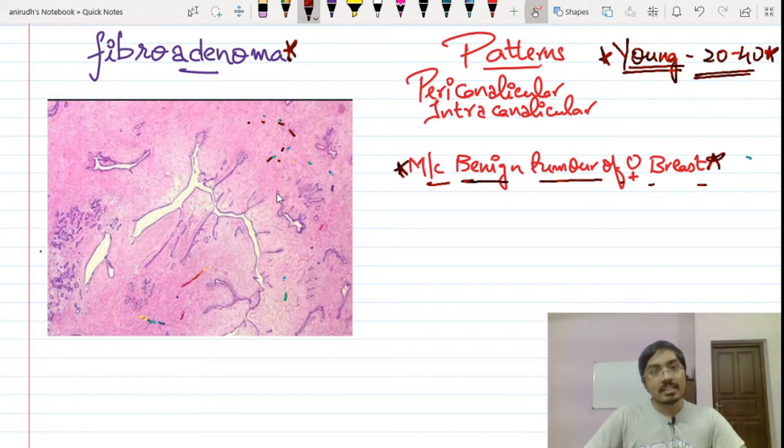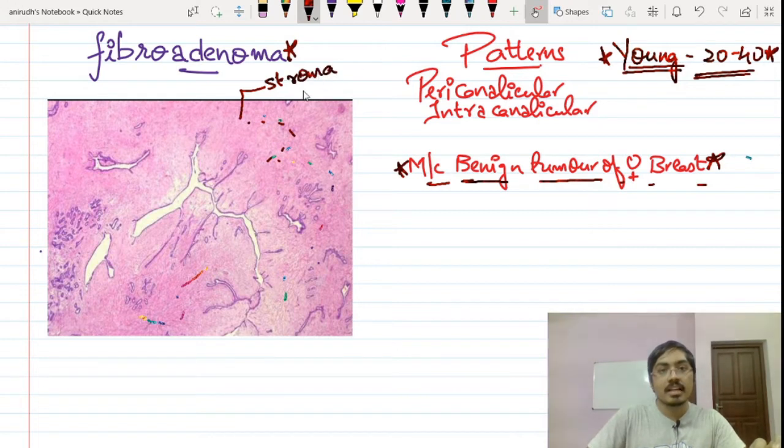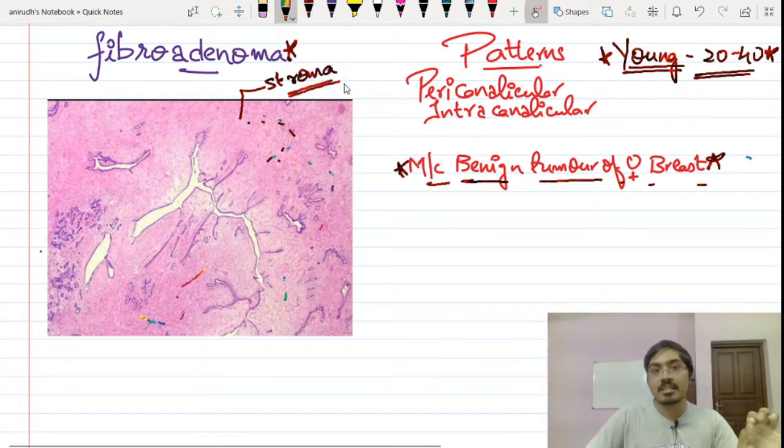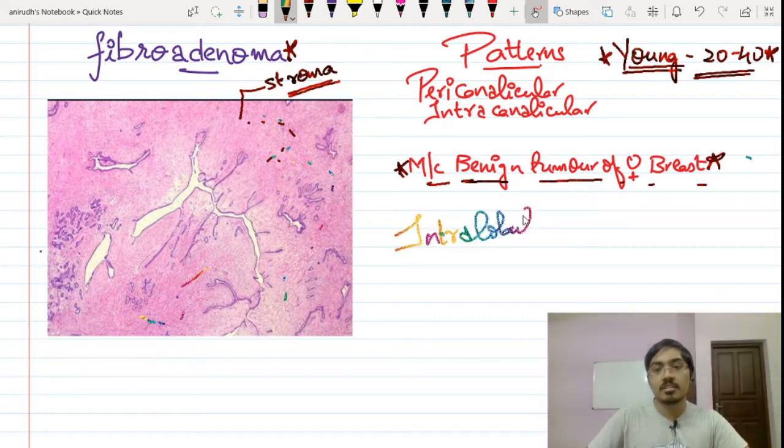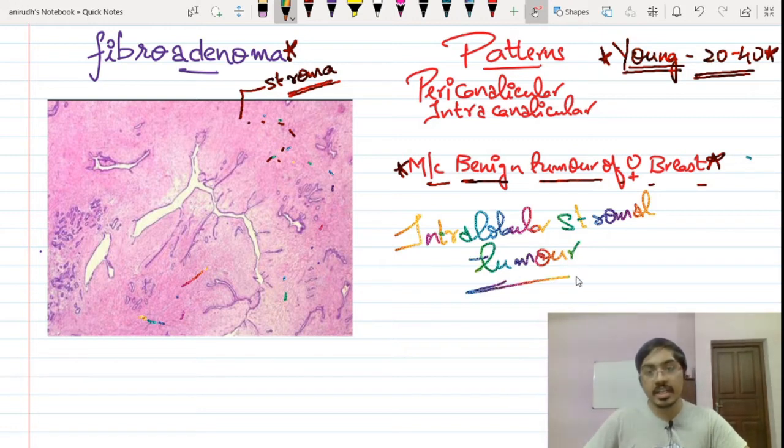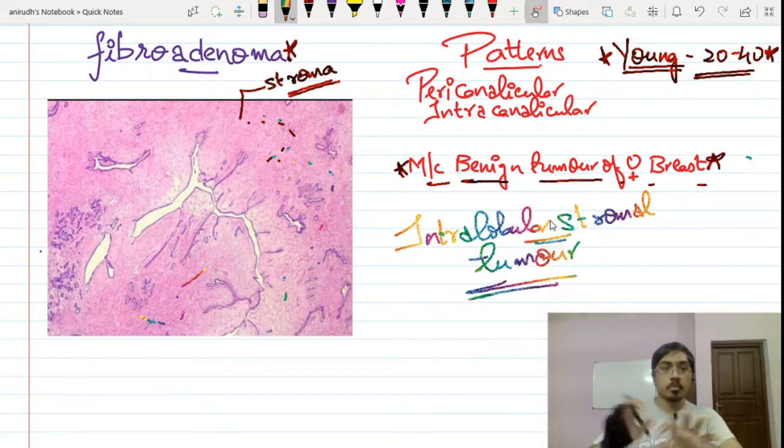So definitely I can say that whatever lies outside is the stroma. And remember that this is a tumor of the stroma. This is a neoplasm. I mean, it's a tumor of the stroma. So I can say that it is an intralobular stromal tumor. Okay, so the stroma can be divided into an intralobular part and interlobular part, and in both cases you can have tumors. So you can get myofibroblastoma, angiosarcoma, etc. from the interlobular stroma, and as far as intralobular stroma is concerned, you can get tumors like fibroadenoma.